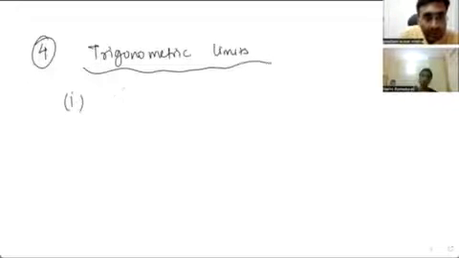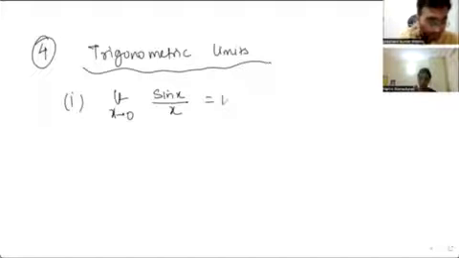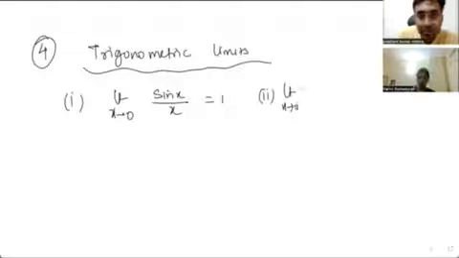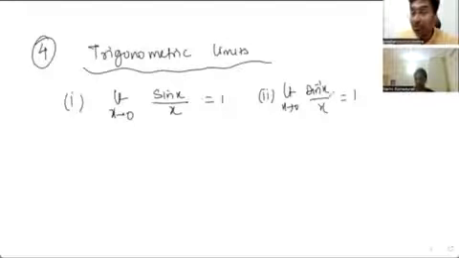First one is limit x tends to 0 of sin x over x equals 1. This you must remember. Limit x tends to 0 of cos x by x is also equal to 1. Sine inverse x over x equals 1. If the inverse function is there, then also it is 1.